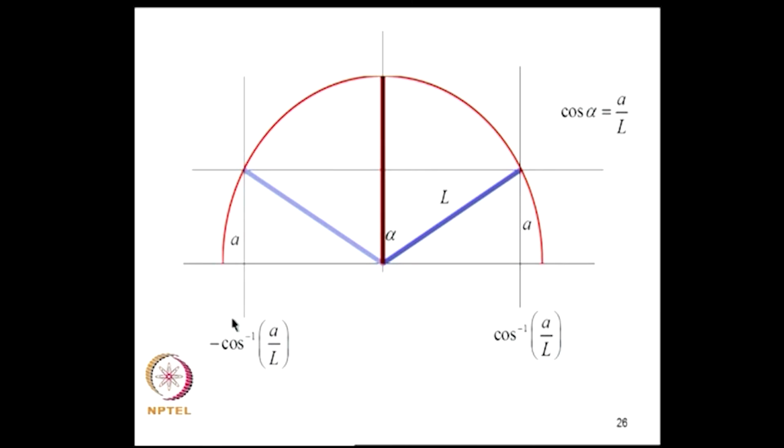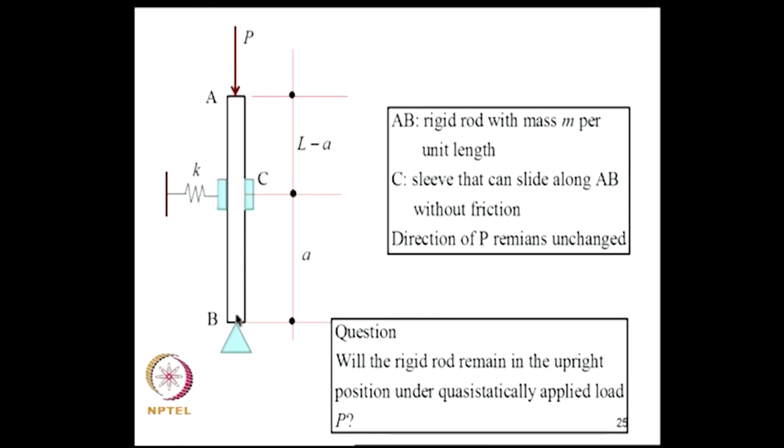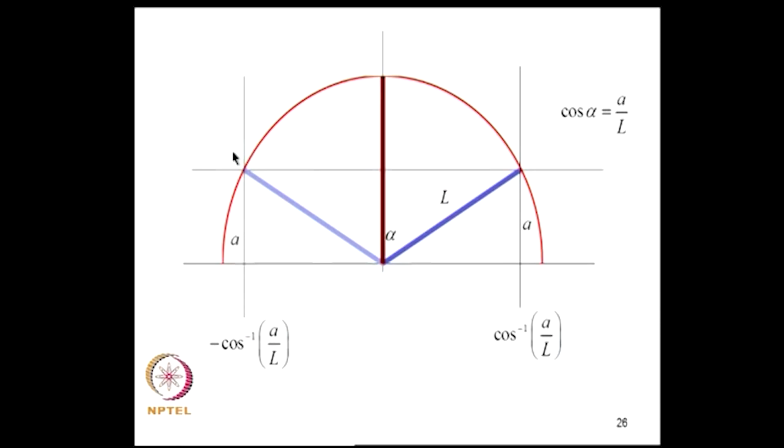Now, before we do that, we should understand that if this bar starts deflecting to the right, the moment this sleeve crosses this edge, our interest in this system ceases, because the bar would have escaped from the sleeves and we are not interested in that. So, we limit our interest to this range, minus cos inverse a by L to cos inverse a by L. So, this range of angle.